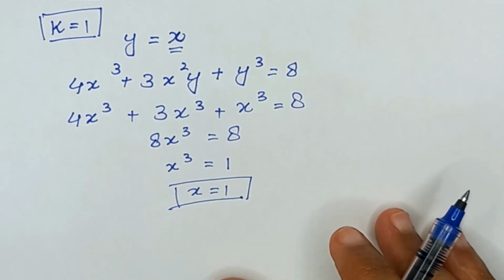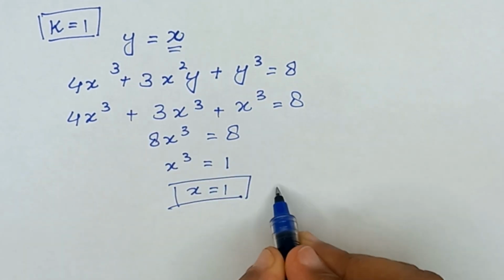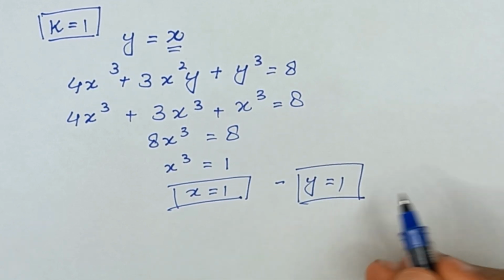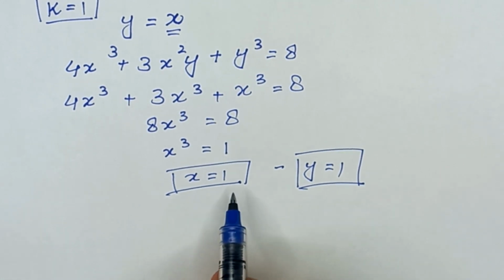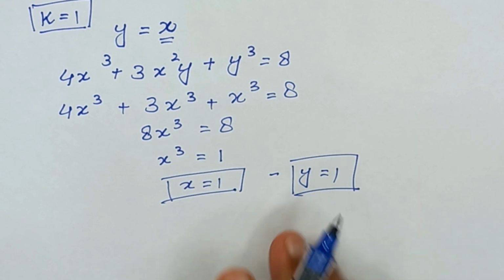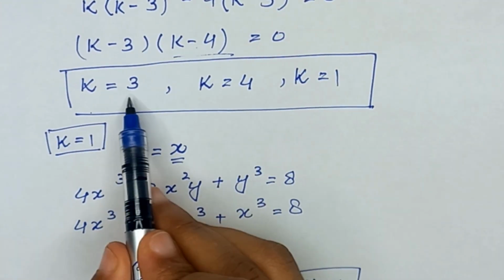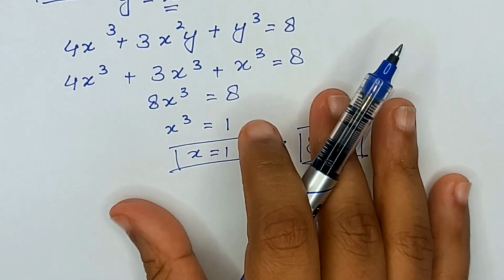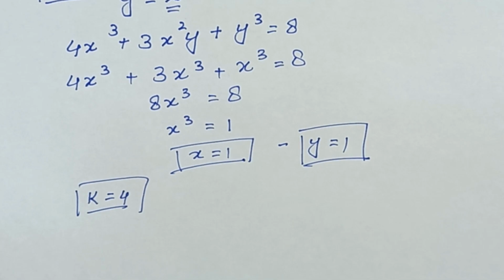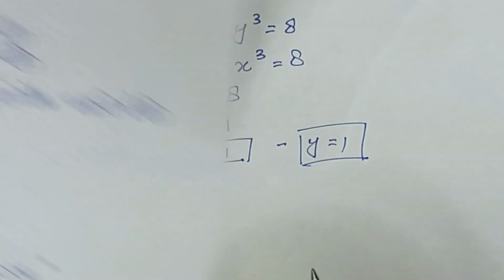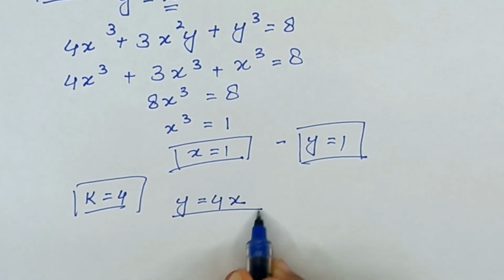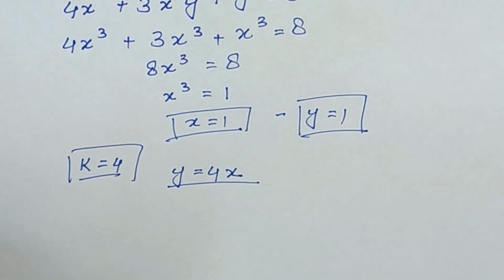So if x is equal to 1, then y will also be equal to 1 because y is equal to x. So the first ordered pair from the first value of k, which is 1, is x is equal to 1 and y is equal to 1. Now we will check for k is equal to 3 and for k is equal to 4. Similarly, when k will be equal to 4, then y will be equal to 4x.